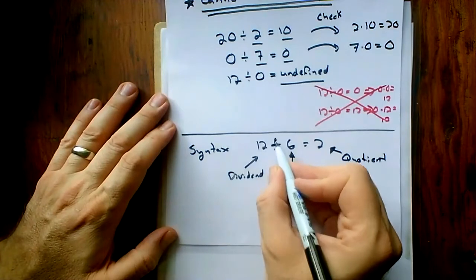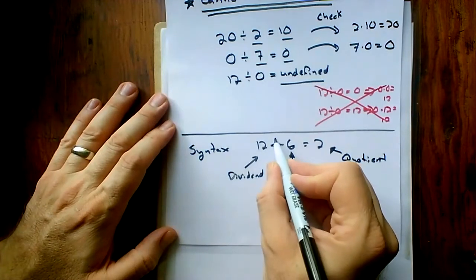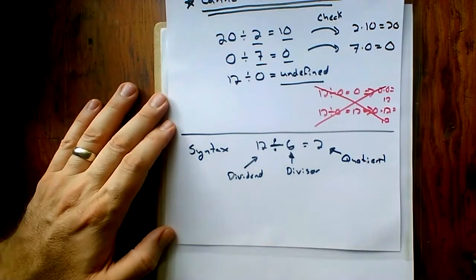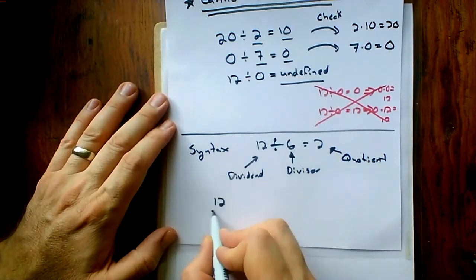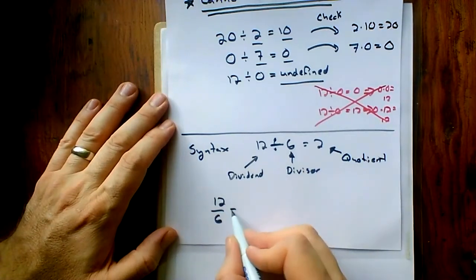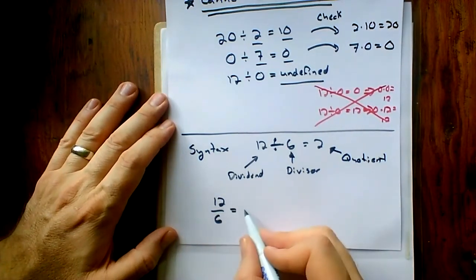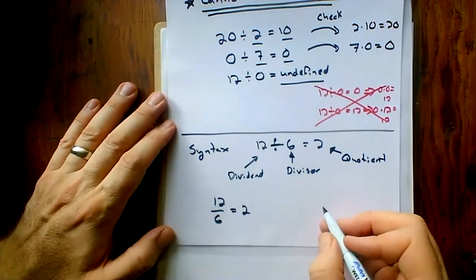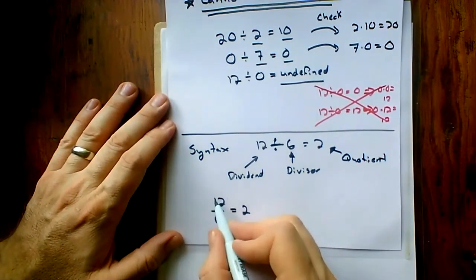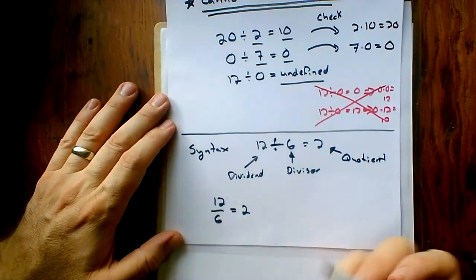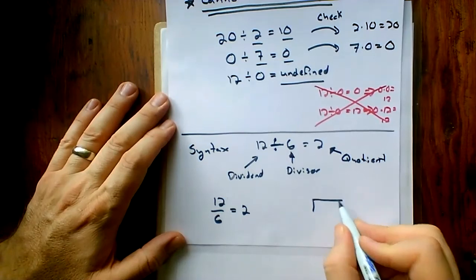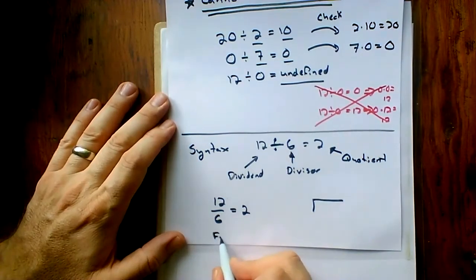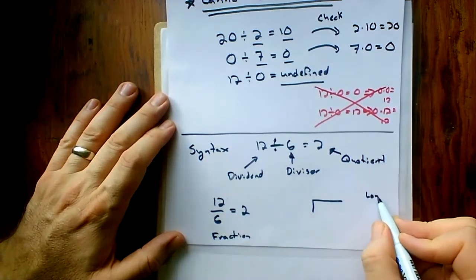We've got the line with the dot above and below. We also have basically a fraction notation. All fractions are division problems. It's always the top number divided by the bottom number. We also have this long division. So this is more as a fraction. This is also with a long division bracket.